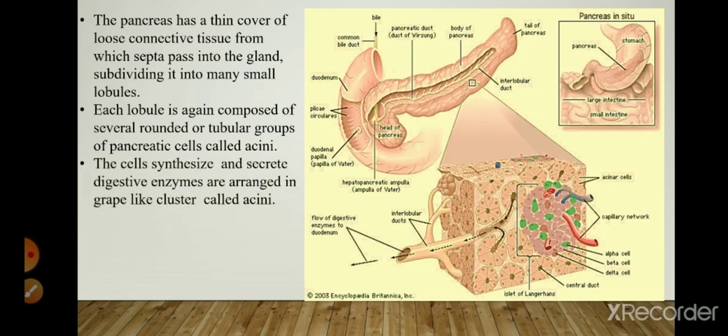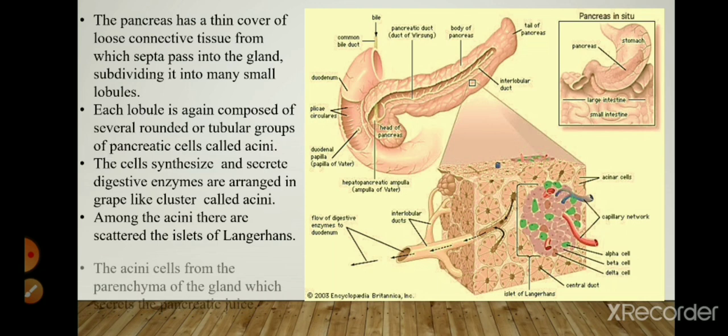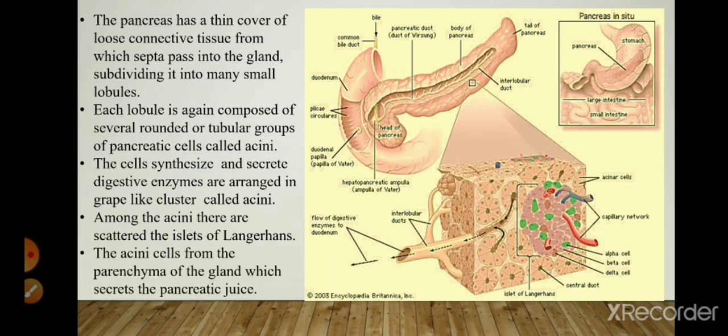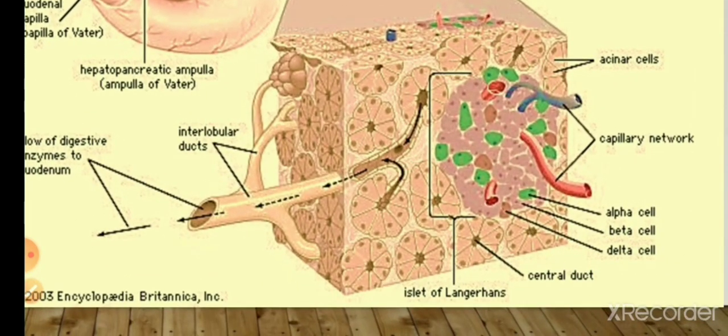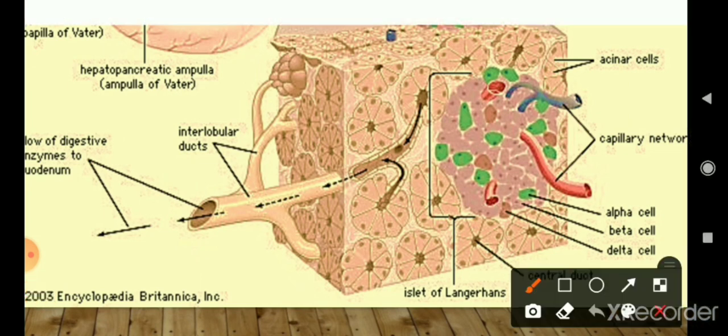Next point, the cells that synthesize and secrete digestive enzymes are arranged in grape-like clusters called acini. Among the acini are scattered the islets of Langerhans. The acinar cells form the parenchyma of the gland, which secretes the pancreatic juice. The grape-like clusters of cells which form the exocrine part are called acini or acinar cells.